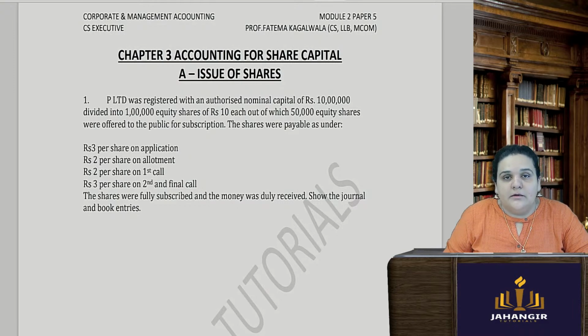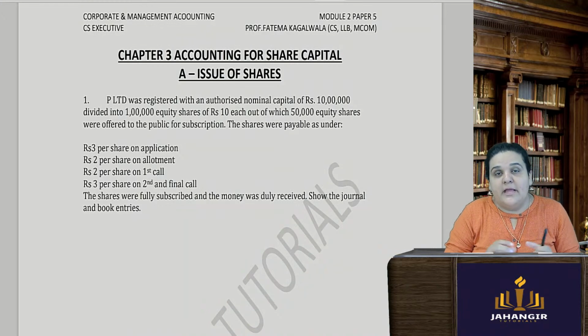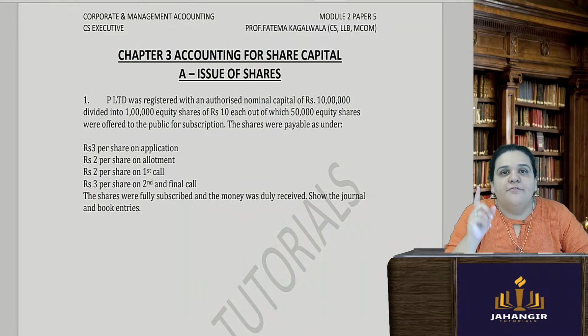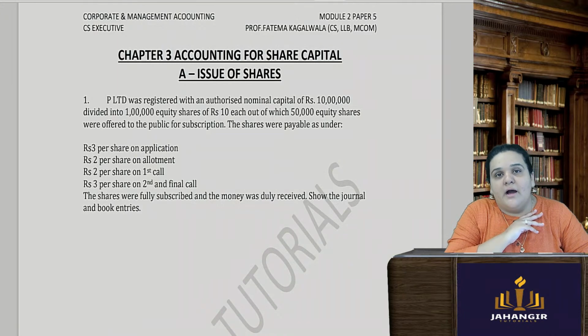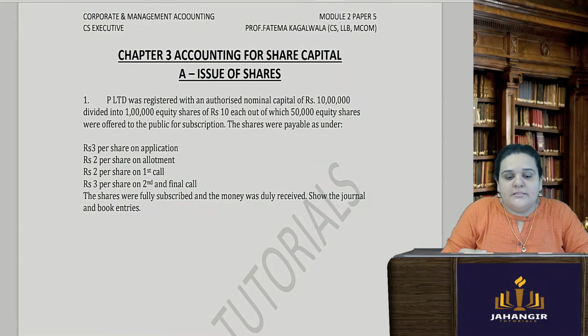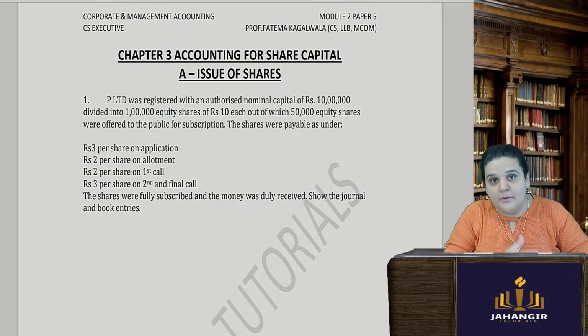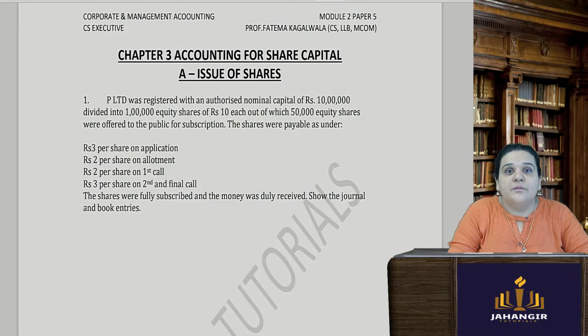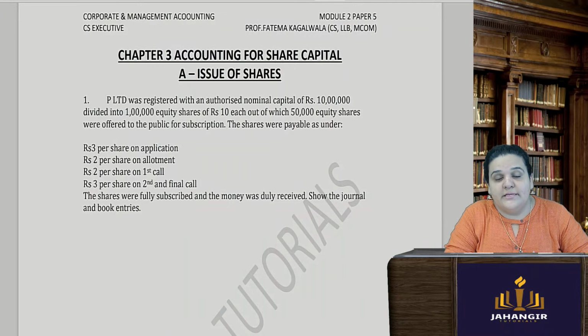Here I'm going to take you through all the past exam questions, and for your better understanding, I have split the chapter into parts. If you see your module, chapter number 3, accounting for share capital, is a vast chapter. It is the lengthiest chapter in your book. Why? Because it has got a lot of things in it. It talks about issue, right shares, bonus shares, buyback, and preference shares. Everything is included in that particular chapter.